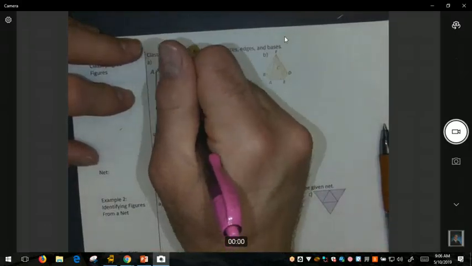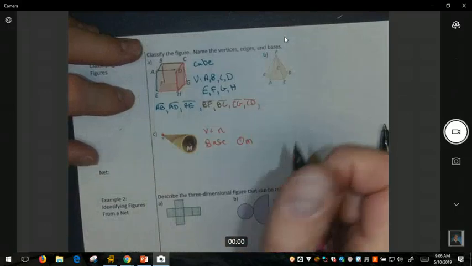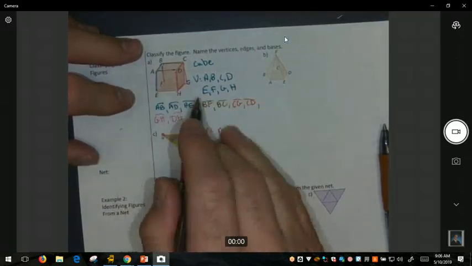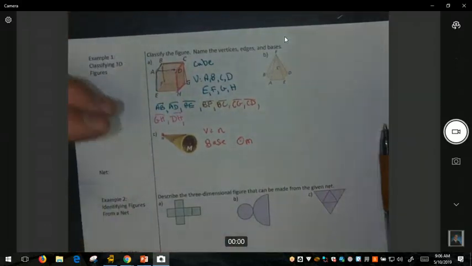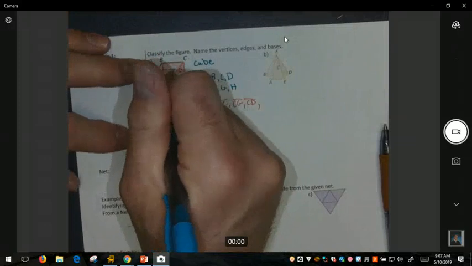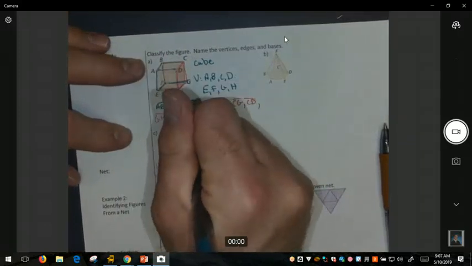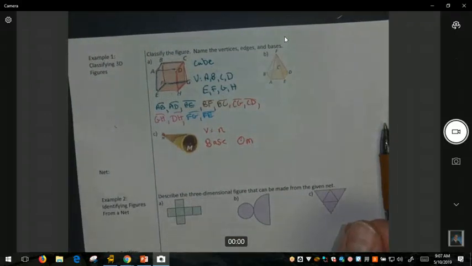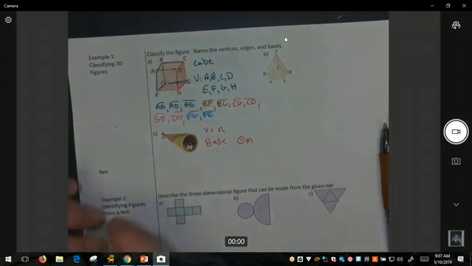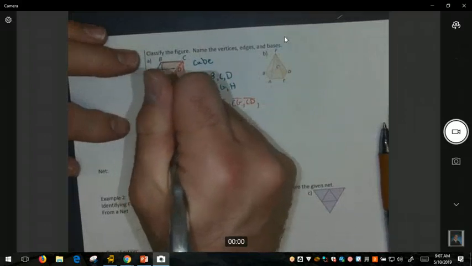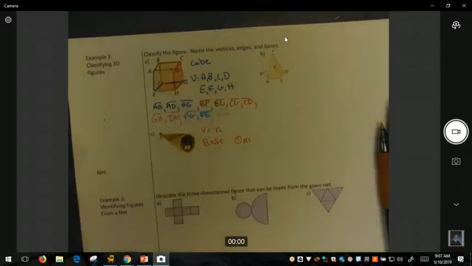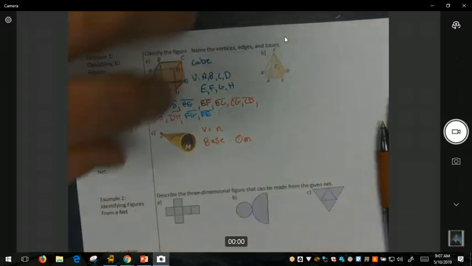Then I have GH and DH. I also have FG and FE. And I don't think I missed any, but I have another one here, EH. Oh, you can't see that color. That's supposed to be EH.